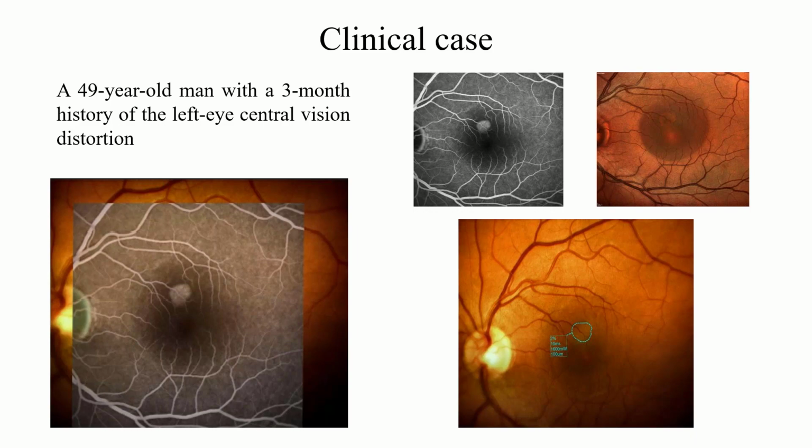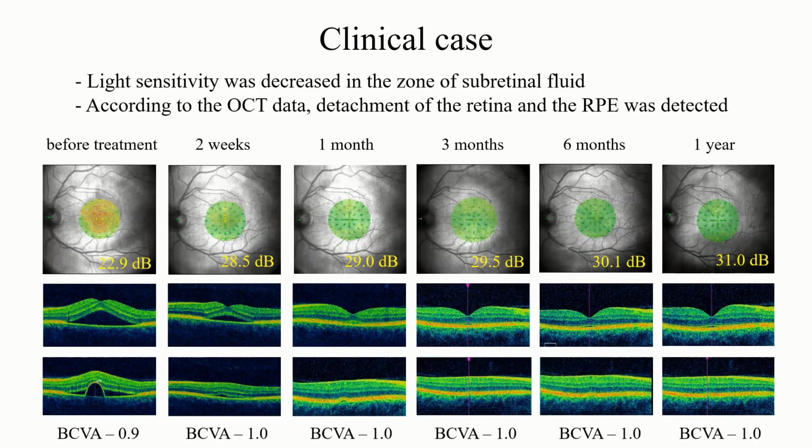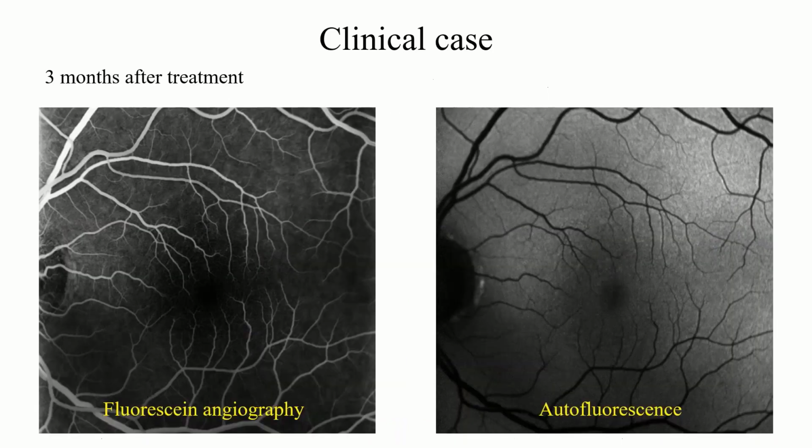As can be seen, before treatment there was a decrease in light sensitivity in the area of the detached retina. 2 weeks after treatment, the RPE detachment was absent, and there was a significant increase in light sensitivity. A month later, complete resorption of subretinal fluid was noted. 3 months after treatment, there were no visible changes in the testing and treatment area according to the fluorescein angiography and autofluorescent data.